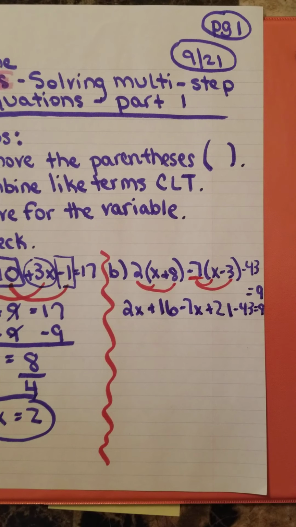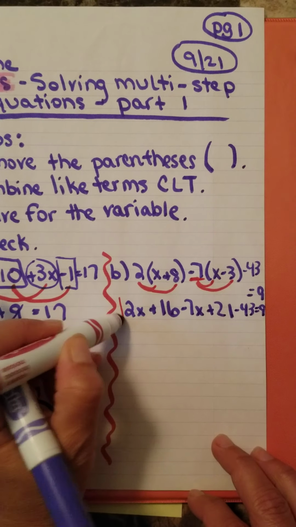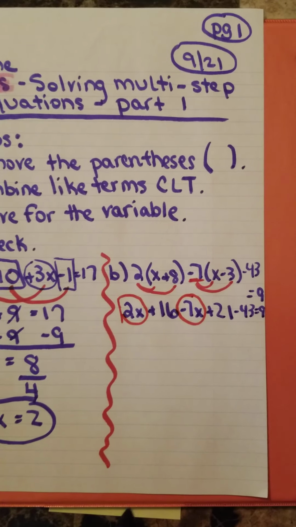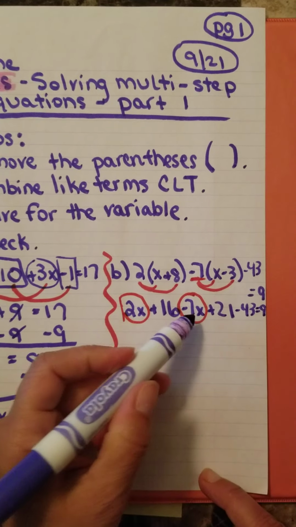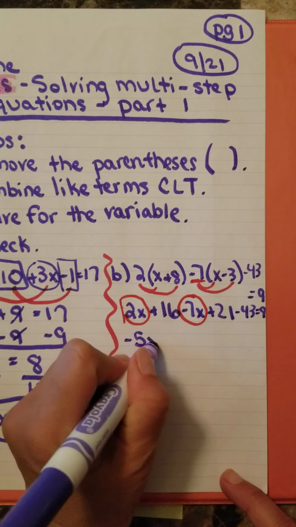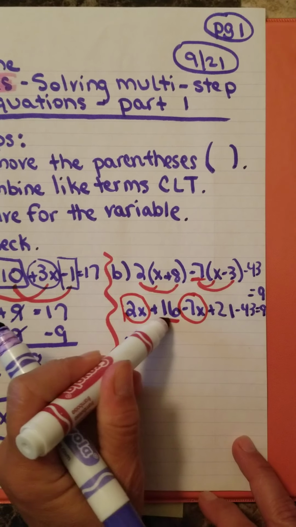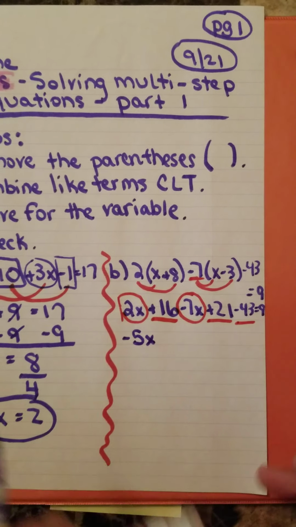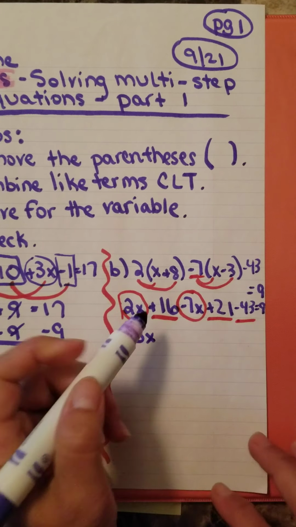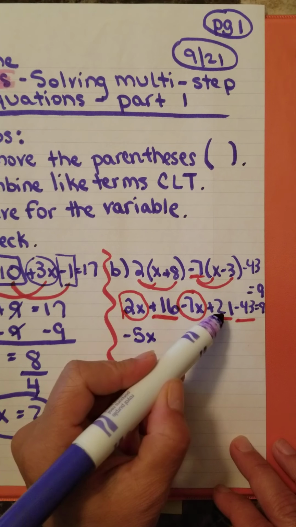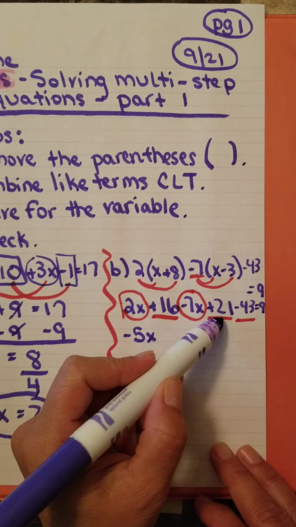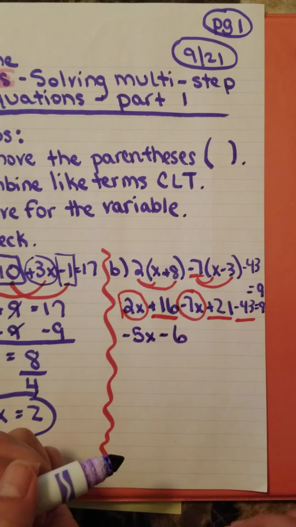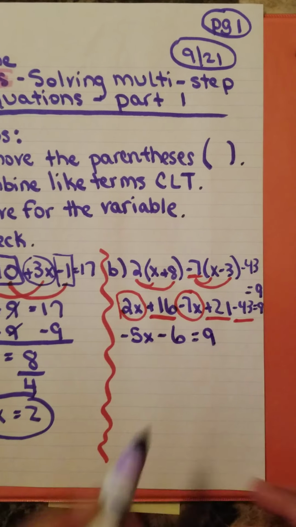Now I'm going to combine like terms. So I see x's. I have an x here and an x here. Notice I'm circling the sign with it. 2 minus 7 is negative 5, so I have negative 5x. I see some constants. I see a positive 16, a positive 21, and a minus 43. If I combine those, 16 plus 21 is 37. 37 minus 43 is negative 6, so minus 6 equals 9.